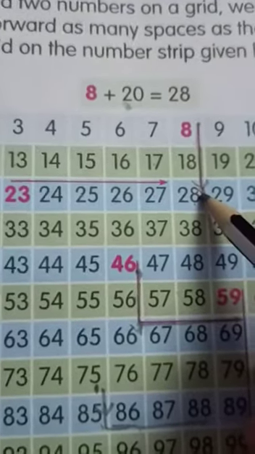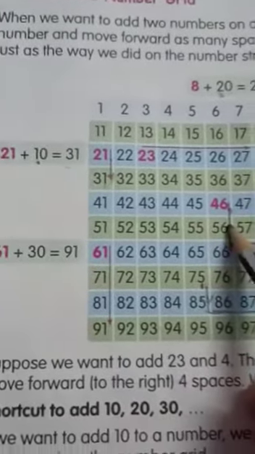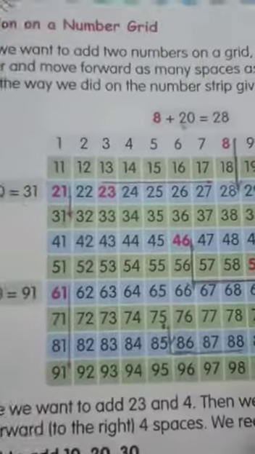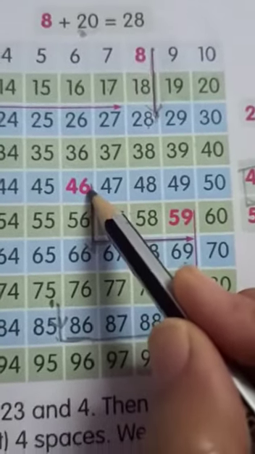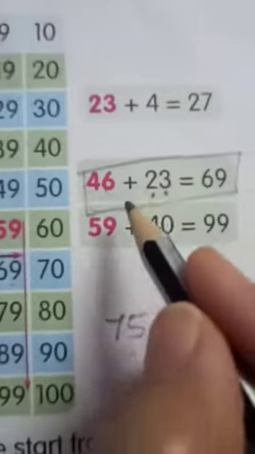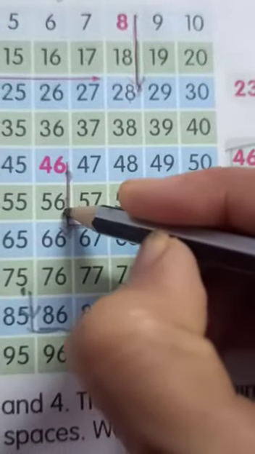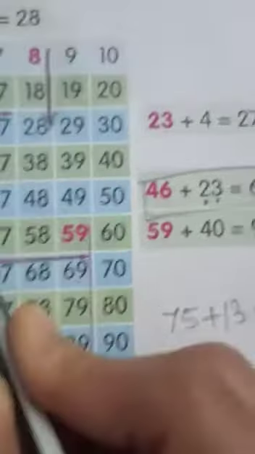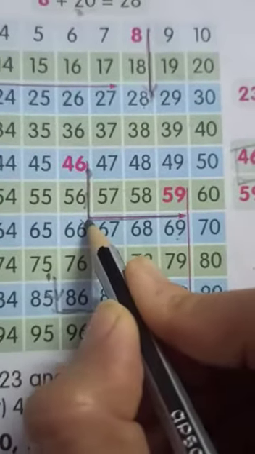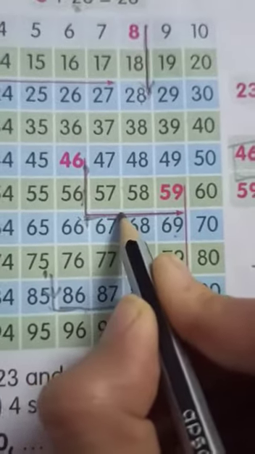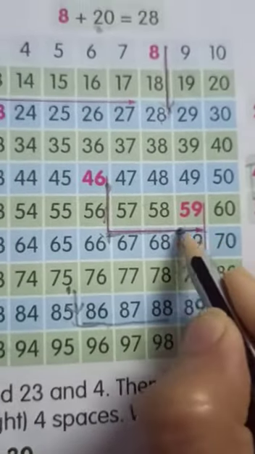Okay, now students, next, in this case you can see we have to add 46. We are adding 46 and 23. So put mark on 46 first. Then take in the 23. Here we have 2 on the tens place. So 1, 2. Okay. And on the ones place we have 3. So we are going forward 3 times. 1, 2, 3. Okay, so 69 is our sum. Hope you understood the addition on the number grid.